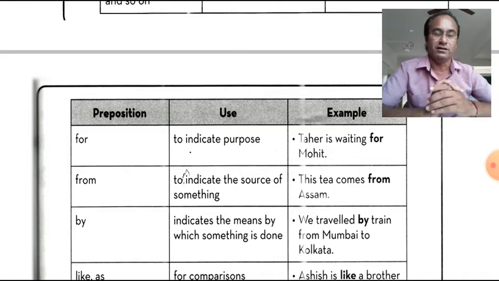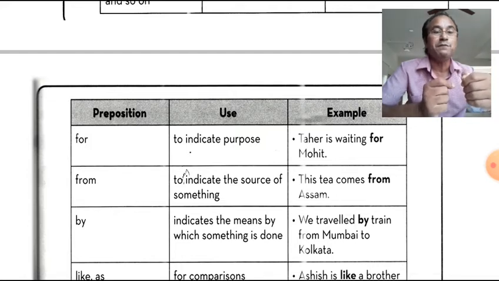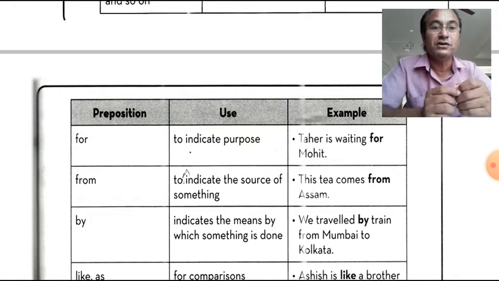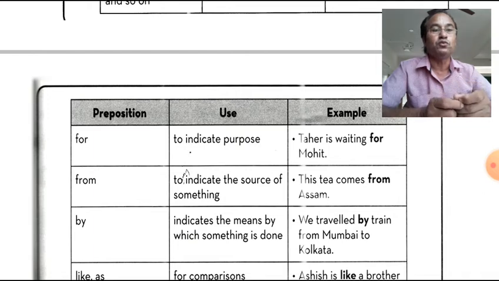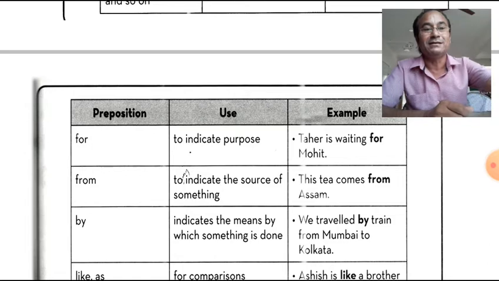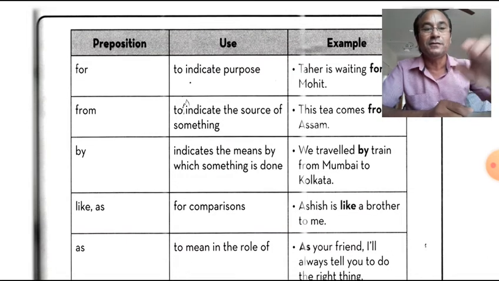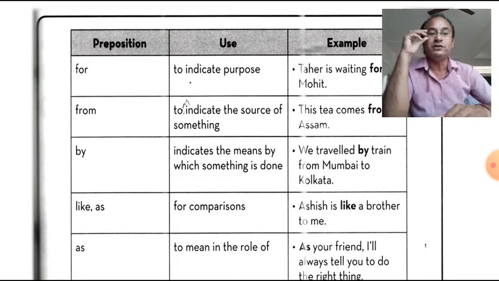English is taught by me. So by me, it is done by me. It indicates the means by which something is done. So we travel by train from Mumbai to Kolkata. So by indicates the means by which something is done. Like, as, comparison.